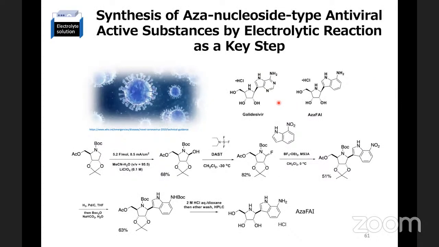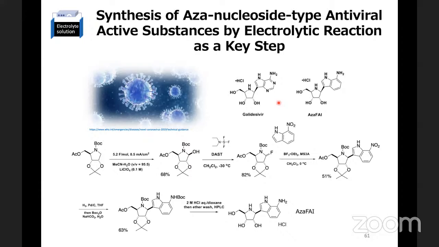The following is an example of the synthesis of a C-nucleoside. The starting material, dihydroxyproline with a protecting group introduced, is subjected to electrolytic oxidation to introduce a hydroxy group, which is then substituted with fluorine. The indole derivative is stereoselectively introduced by a Lewis acid catalyzed substitution reaction. The key reaction here is the introduction of a hydroxy group into a pyrrolidine ring by electrode oxidation.